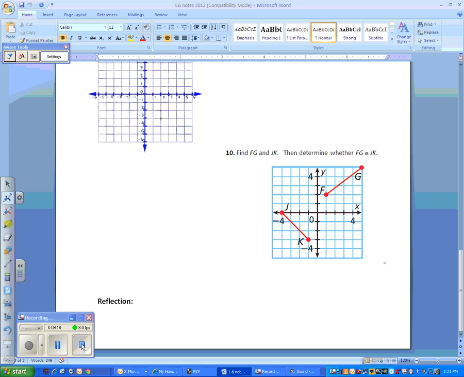Random fact of the day. Let's see. There is one green heart in this classroom. One green heart located in the classroom. See if you can find it.